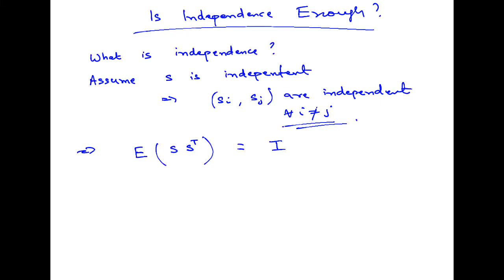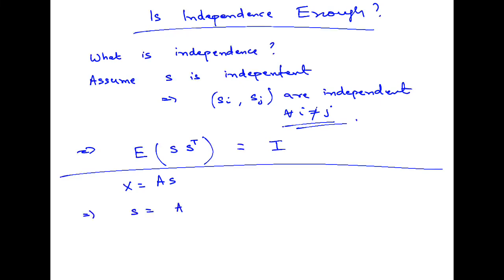Now let's look at our problem. We have X equals AS. We don't know what A is, we don't know what S is. X has been normalized to zero mean unit variance, and S we assume to be zero mean unit variance. So what does this imply? S equals A inverse times X. We already assumed A is invertible.